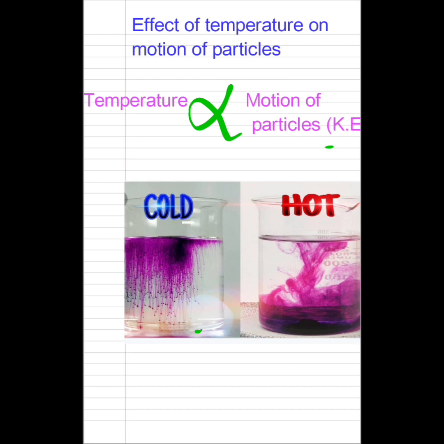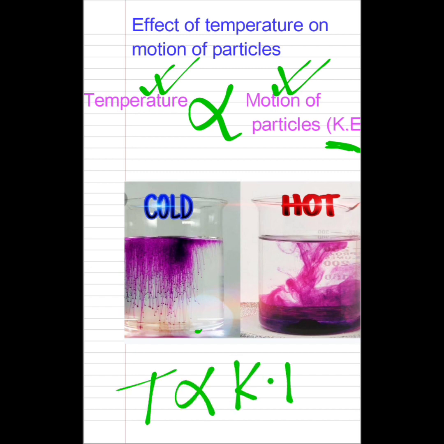As you can see in this bracket, I have written kinetic energy. What is this kinetic energy? Kinetic energy is the energy required for motion of particles. So if we increase the temperature, the motion or movement of particles will increase. So basically when we increase the temperature, we are increasing kinetic energy, or precisely, we are giving energy to the particles to move from one place to another.